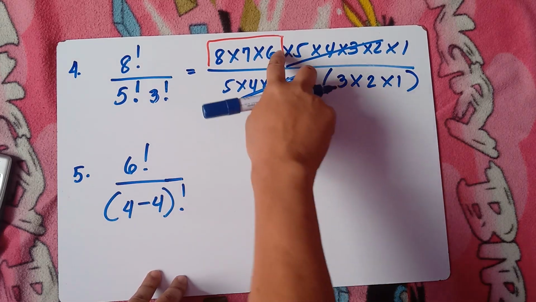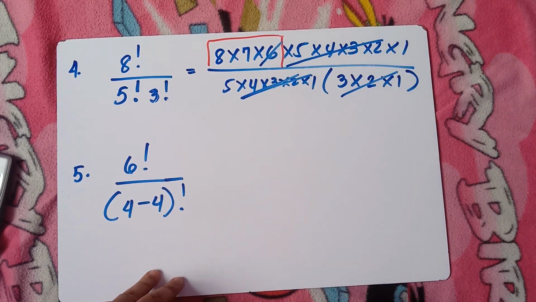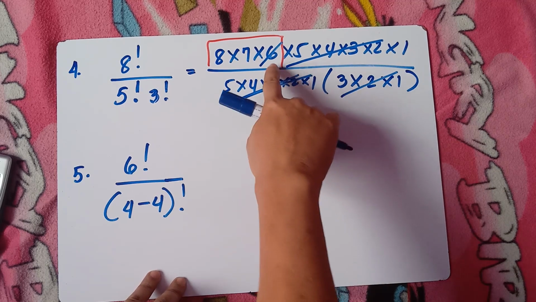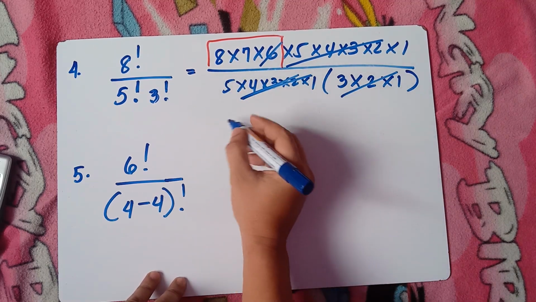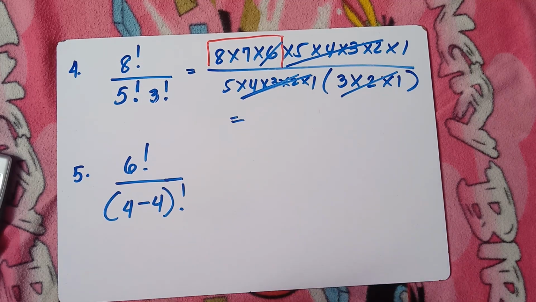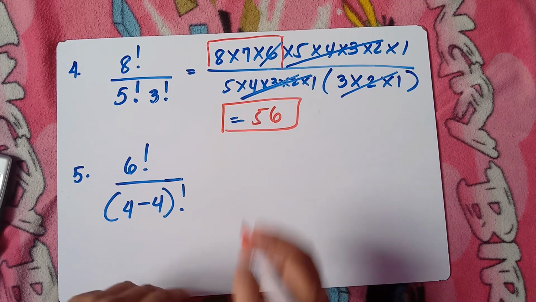We can also cancel this one, 6 and 6. So cancel this one, cancel 6. 3 times 2 is 6 and we have 6 on the top. You can cancel this one. So the remaining number will be 8 times 7. So 8 times 7, class, that is 56. So the answer is 56.